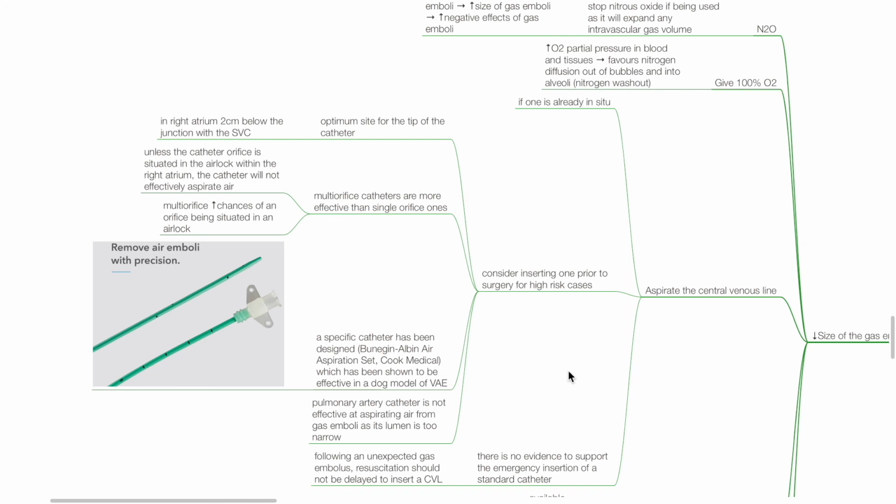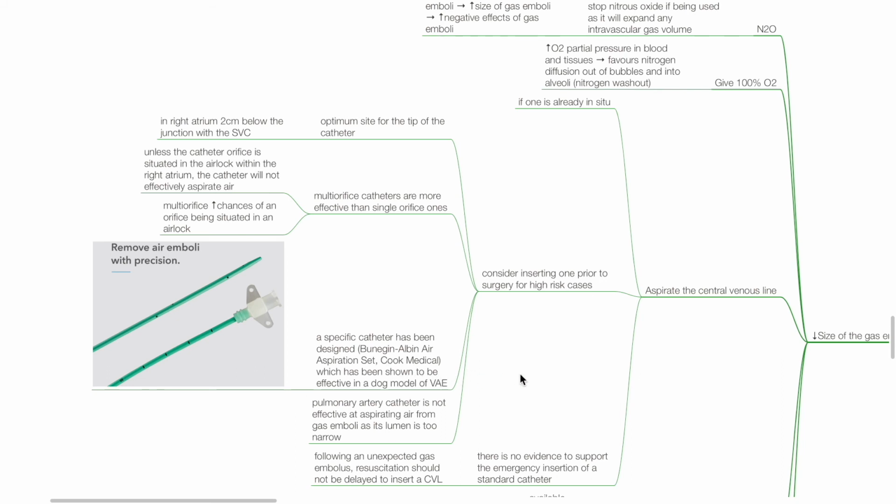Unless the catheter orifice is situated in the airlock within the right atrium, the catheter will not effectively aspirate air. Multi-orifice catheters increase the chance of an orifice being situated in an airlock. A specific catheter has been designed, which has been shown to be effective in a dog model of venous gas embolism, which is the Bodenham-Albin air aspiration set by Cook Medical.